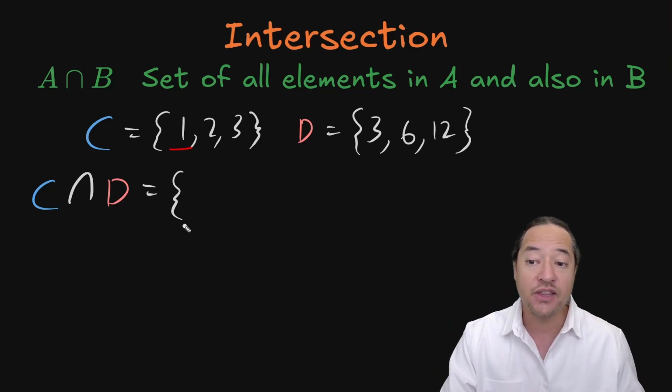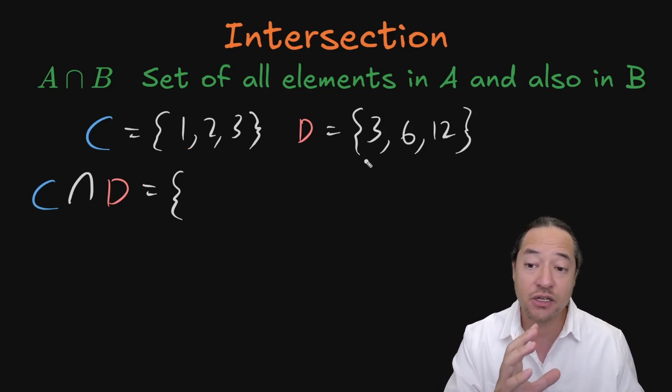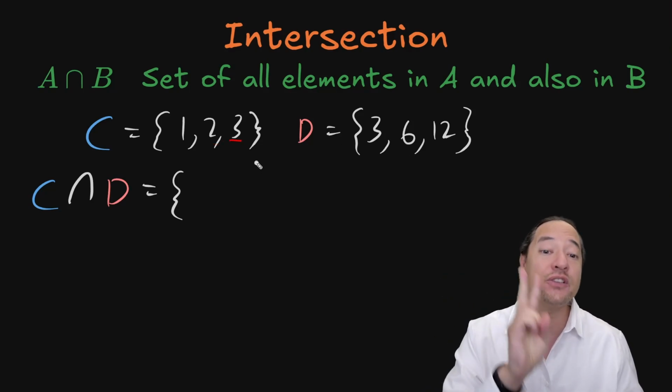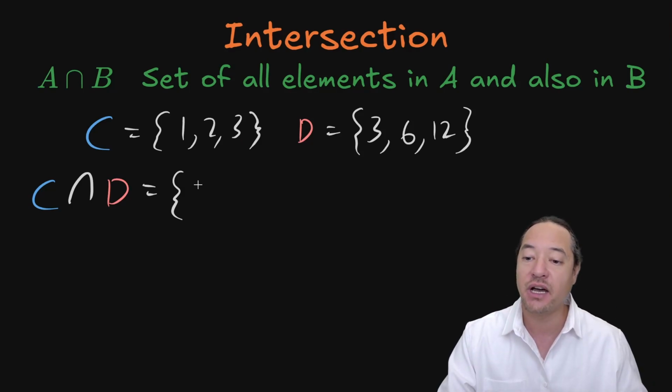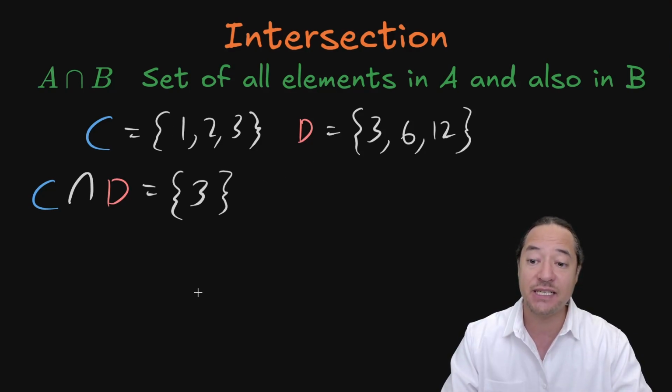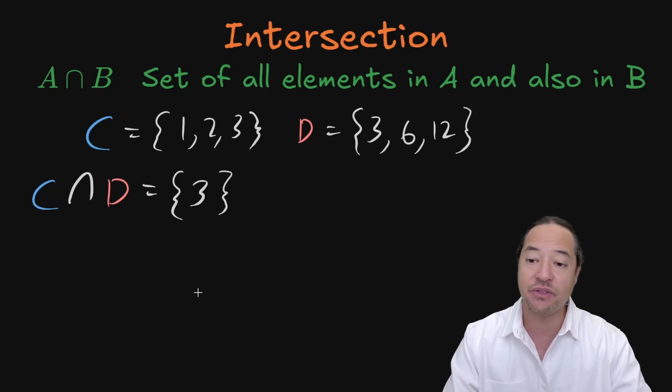So this element 1 is in C, but it's not also in D, so we can't include it. Same thing with the number 2. It's not also in D. The number 3 is in C and also in D. So we do include the element 3. And in fact, that's the only element because 6 and 12 are not also in C. So this intersection between C and D results in a set with only a single element, in this case, the number 3.